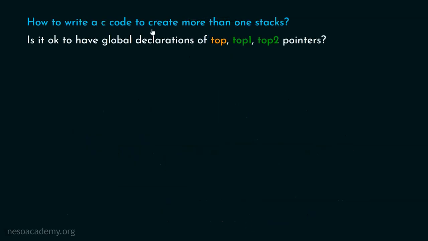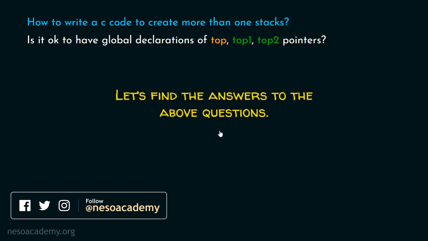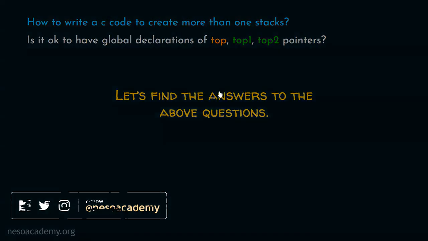How to write a C code to create more than one stack? In the previous presentation, we have seen how to write a code for the implementation of the original stack. But we are also interested in implementing the temporary stacks, right? Is it okay to have global declarations of top 1 and top 2 pointers? Is it okay to have the global declarations of these 3 pointers? Or we might face some problem. We'll see the answer to these questions in this presentation. Let's continue with our discussion.